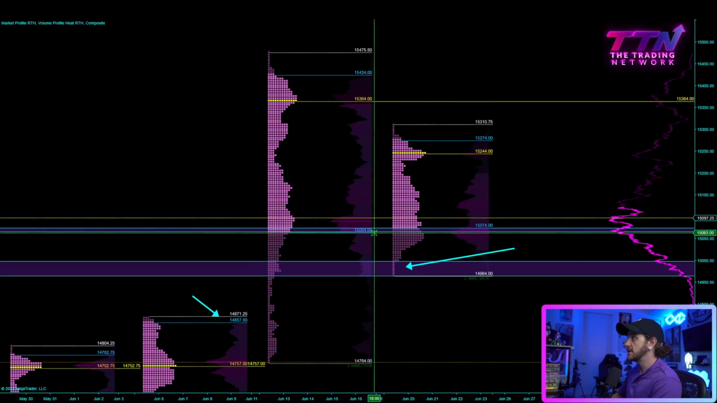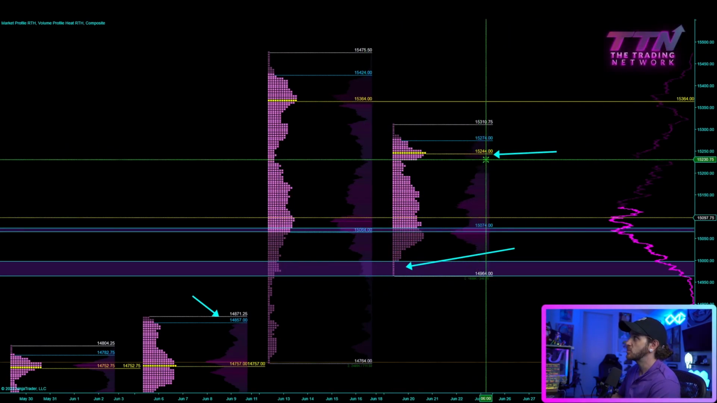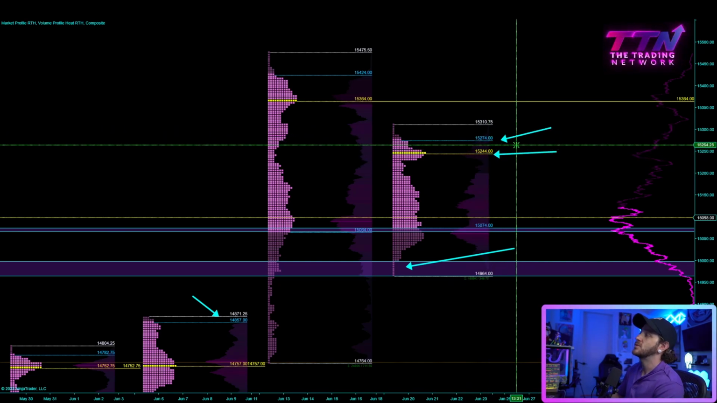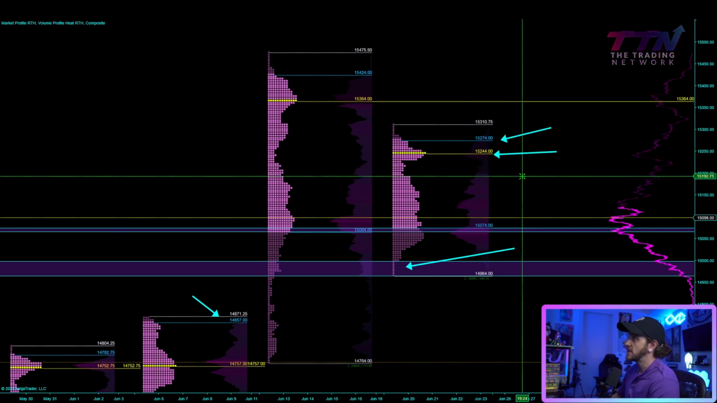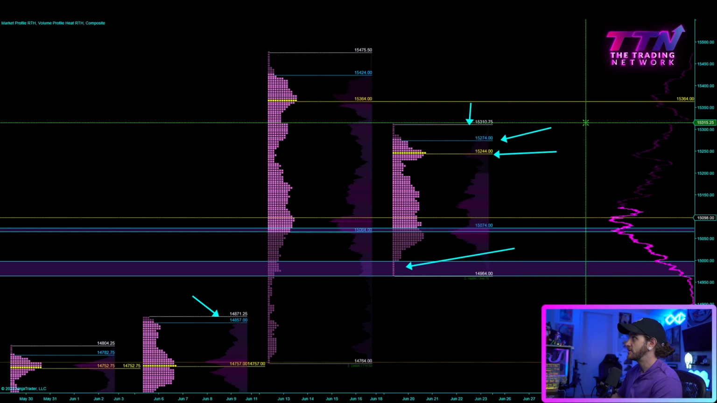Now, if we do hold 15,064 as support, I will be looking for a move back up to test last week's point of control at 15,244. And if that holds as support, look for a move up to the value area high from last week at 15,274, and then further upside to test last week's high at 15,310.